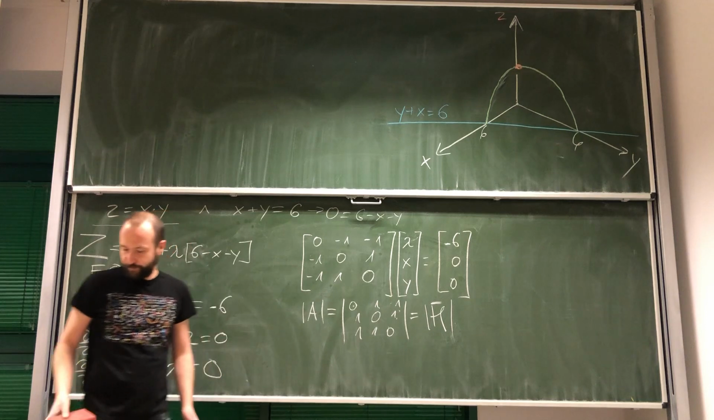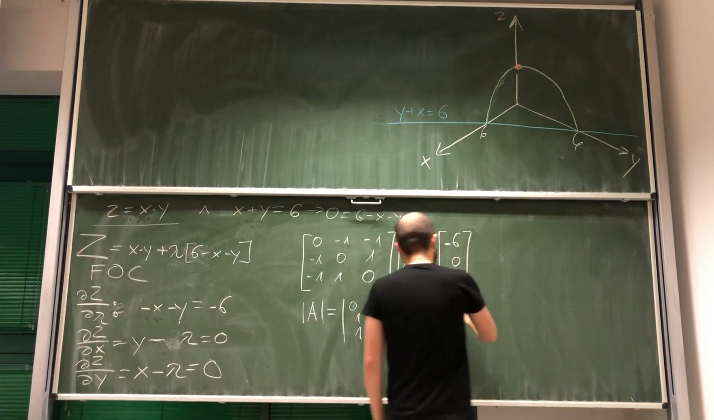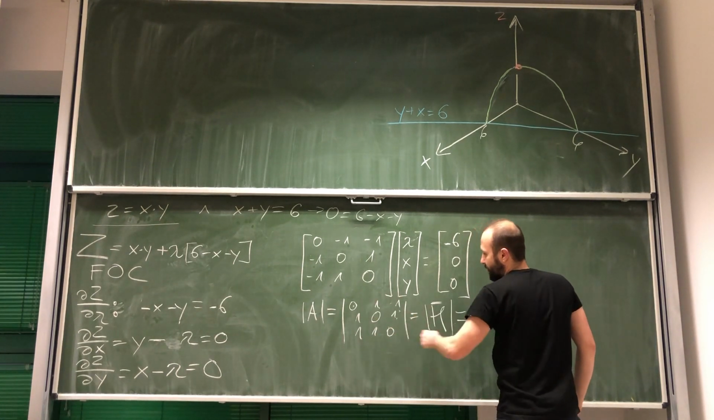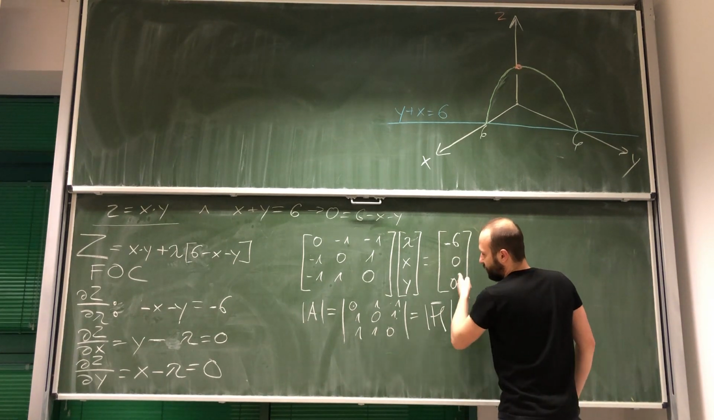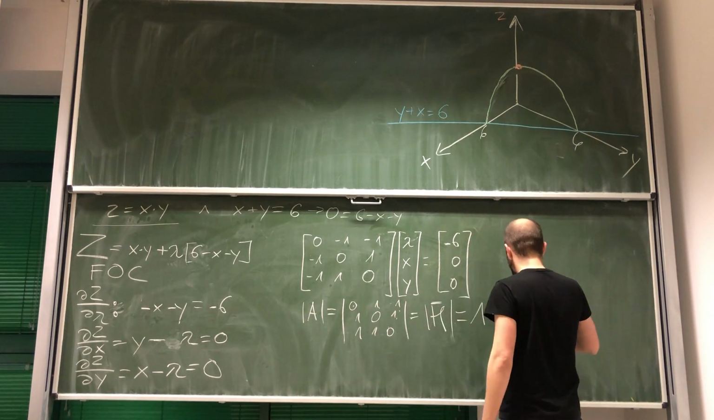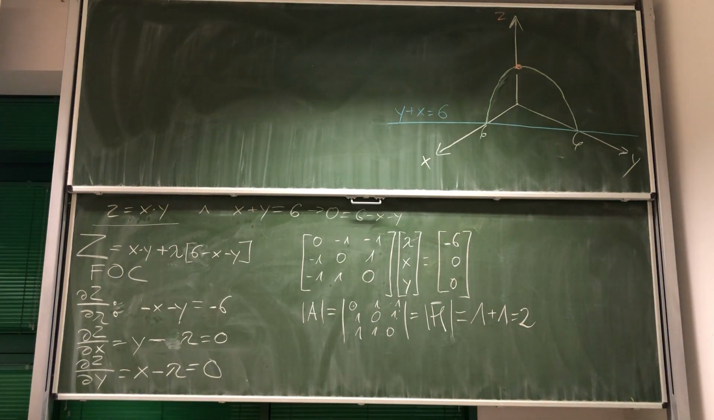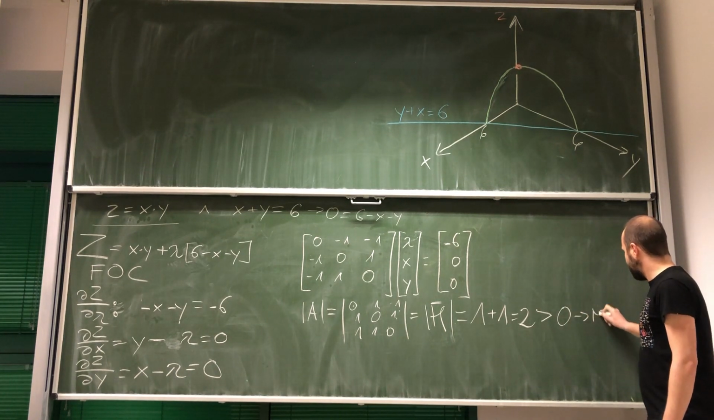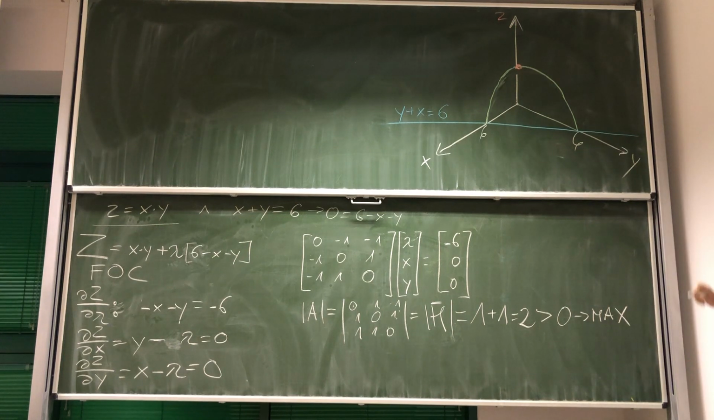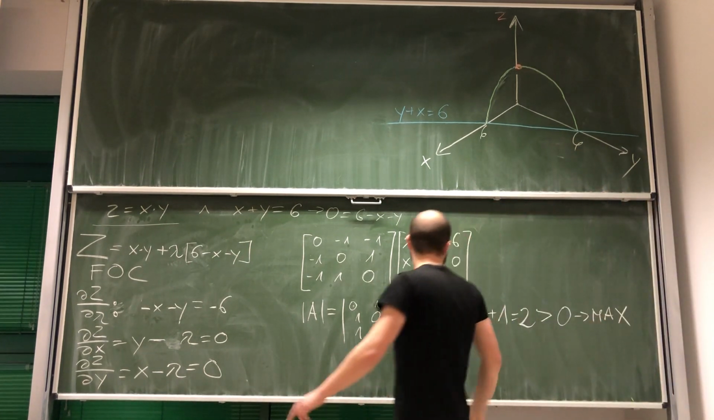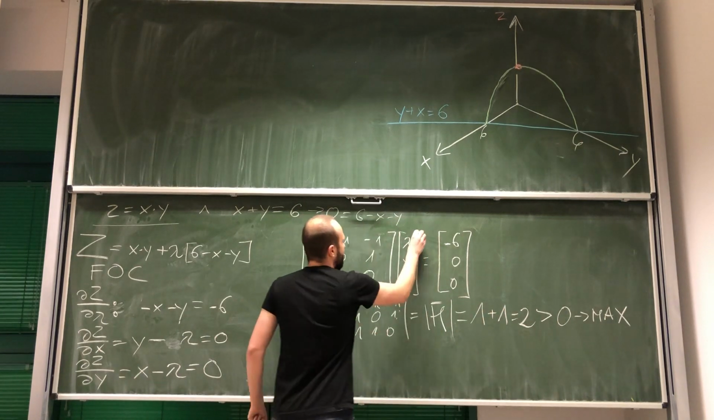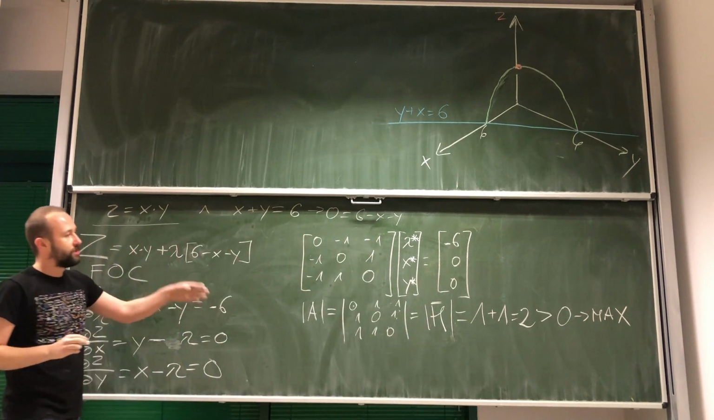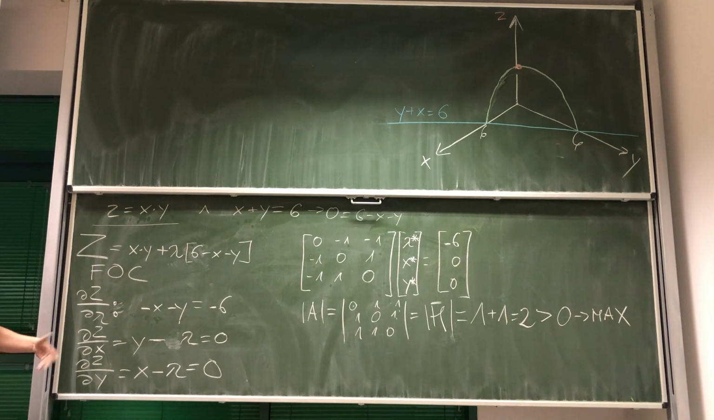is this. Okay, so now let's calculate this Hessian. We've got 0, 1, 0, 1, 1, 0, 0, and 0. The bordered Hessian is equal to 2, and because it is bigger than 0, we know that this is a maximum. And what is more, because the determinant is different than 0, we know that we can find one unique solution to this system of simultaneous equations.